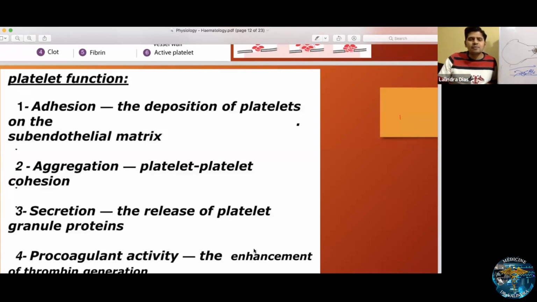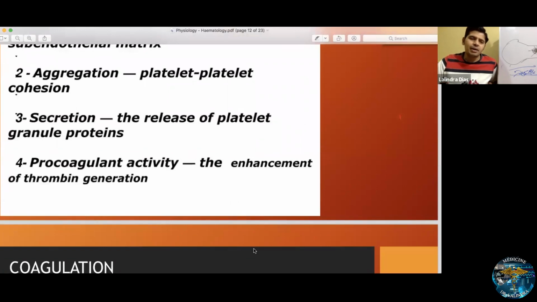Then aggregation is platelet to platelet cohesion. So platelet to platelet cohesion is called aggregation. What is secretion? The release of platelet granules. I told you guys, platelets have granules inside them, and when they release these granules, they attract more and more platelets there. And remember, platelets also have procoagulant activity.